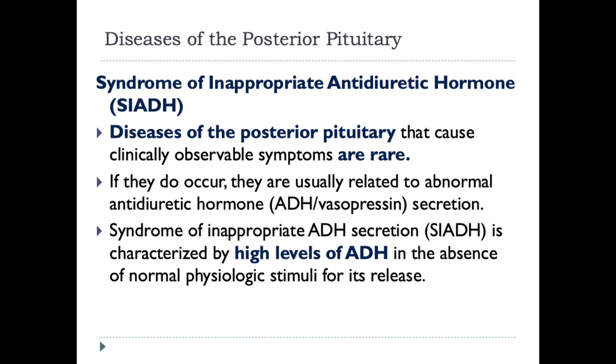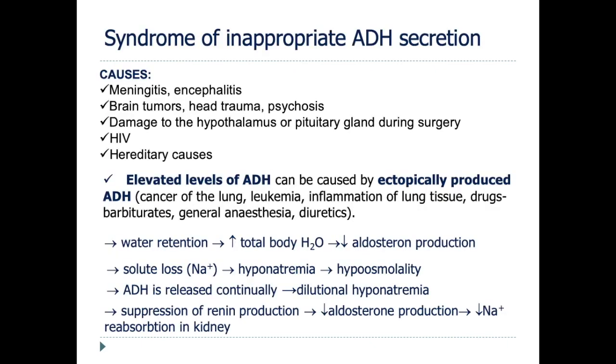It's one of the rare disorders, and it usually associates with a high level of ADH in the absence of normal physiological stimuli for its release. When we discuss the etiological factors for inappropriate ADH secretion, usually these are tumors, trauma, inflammatory disorders, some hereditary causes, and damage during surgery. When we discuss the pathogenesis of the syndrome of inappropriate ADH secretion, it associates with a higher level of ADH, and according to the main function of ADH, we will see water retention and an increase of total body volume.